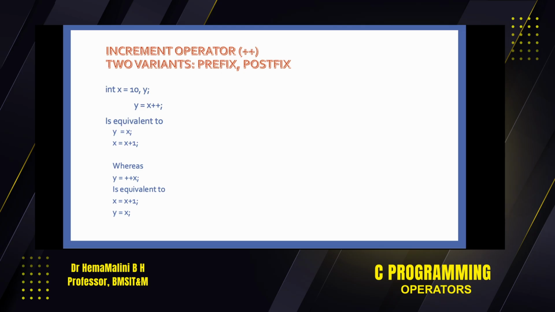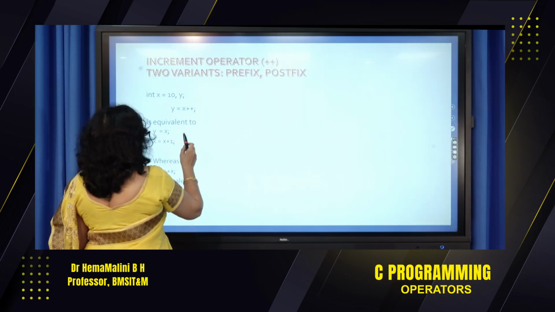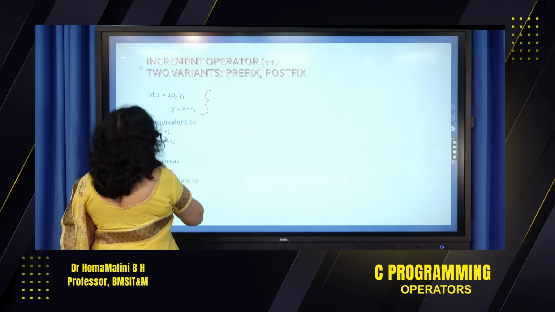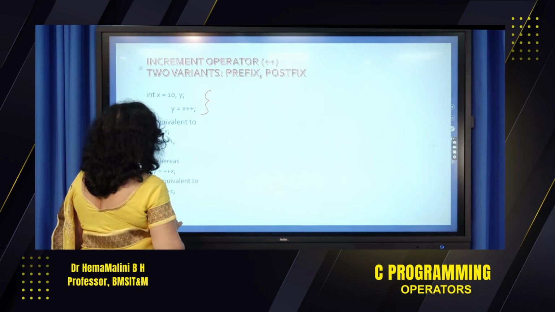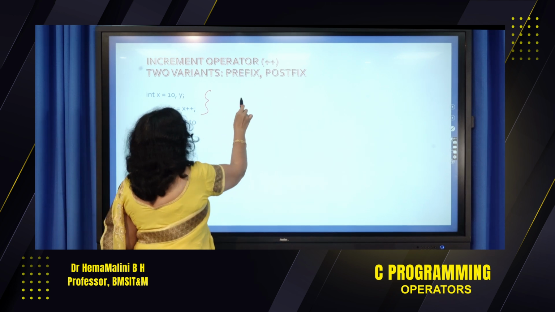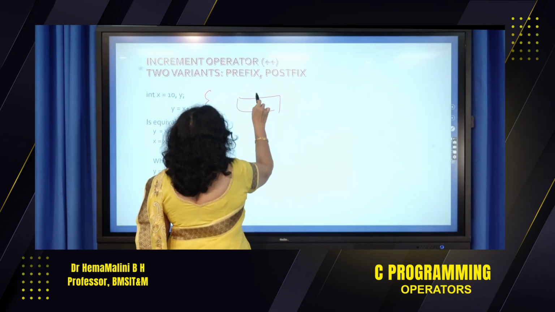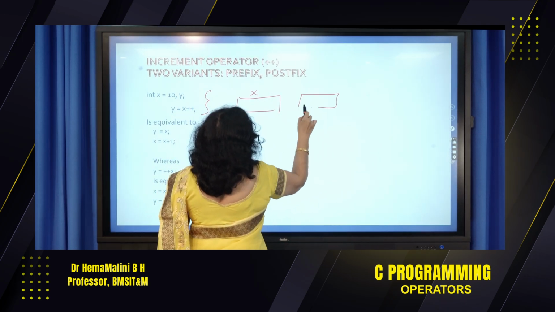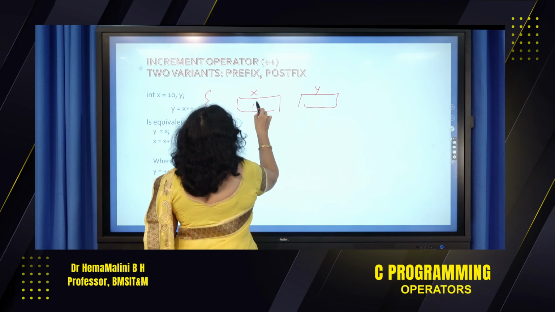Then we have the increment operator. Here we have two variants, either prefix or postfix. Let's consider one example, integer x equal to 10. So we have a location, say x, and we have a location y. X is 10.